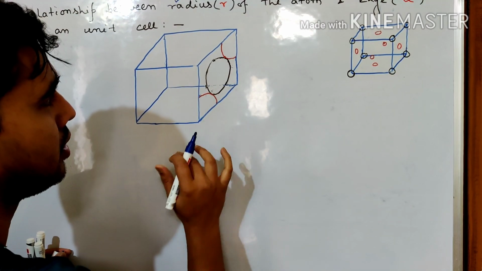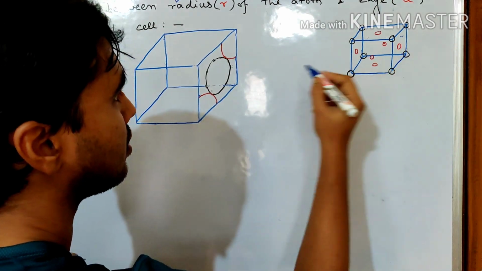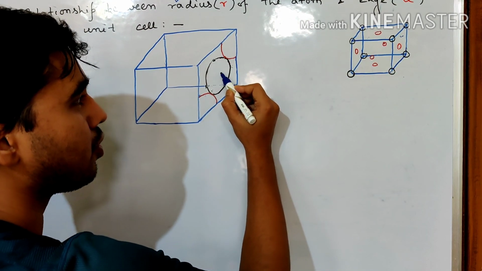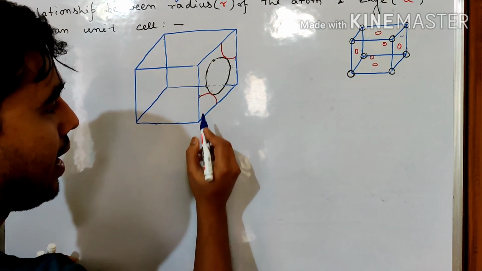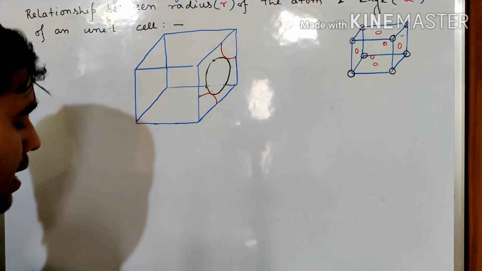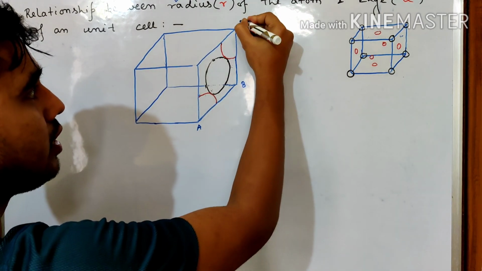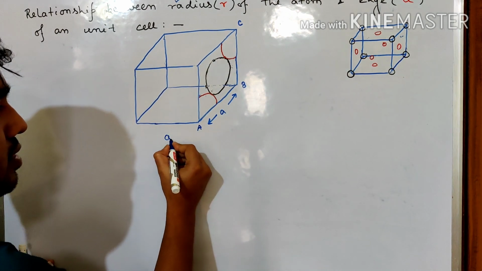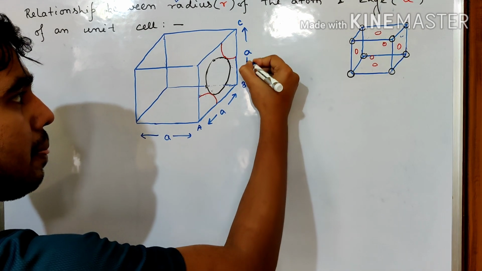I have chosen a particular face, that means this face over here. So this face center atom has been drawn keeping in mind the close packed structures, and these are closely attached with these two corner atoms. So if it is A, if it is B, and if it is C, obviously this is one edge and this is another edge. Both of them are a and this is also a.